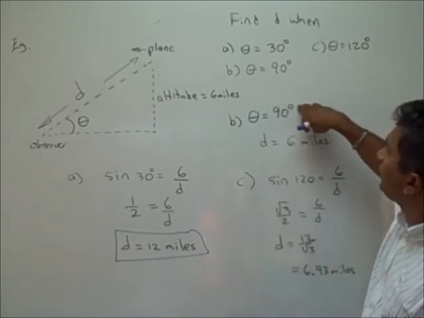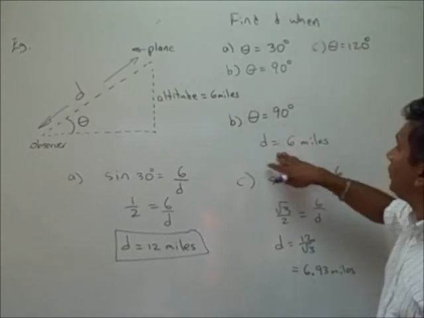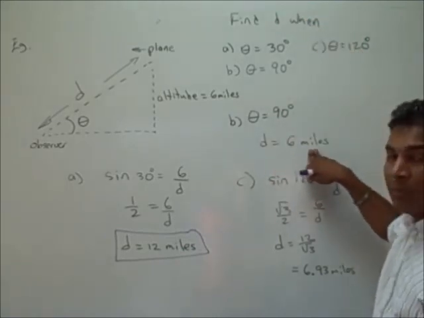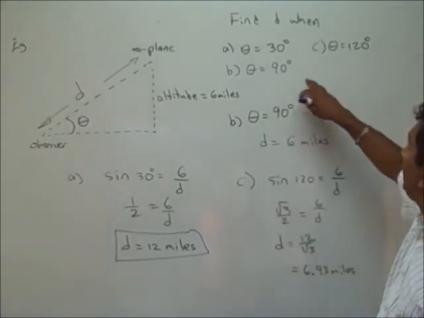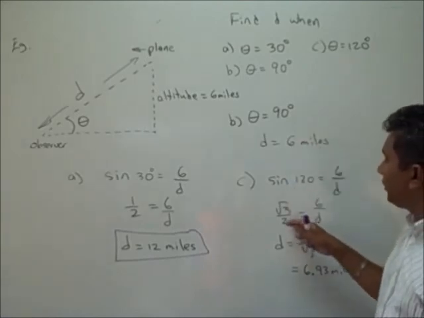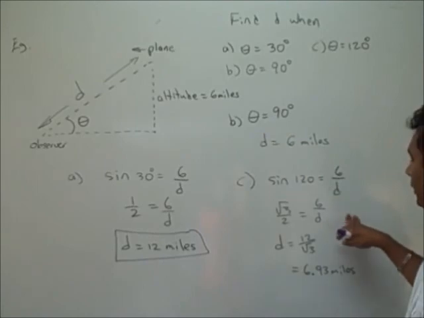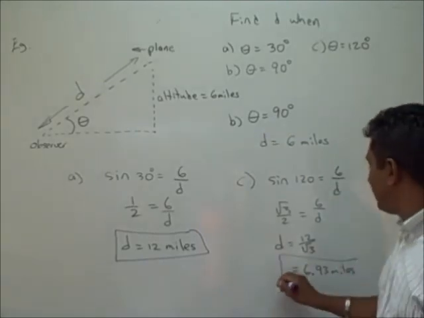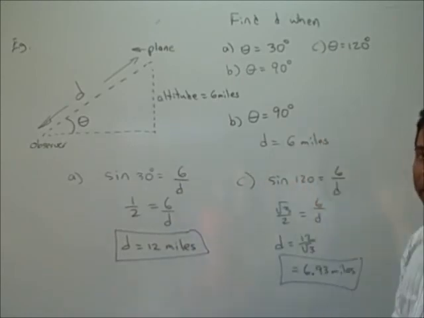When theta is equal to 90 degrees, the plane is directly overhead, so the distance from the observer to the plane will be 6 miles. In part C, theta is equal to 120 degrees, so sine of 120 is equal to the square root of 3 over 2, which is equal to, once again, 6 over d, which gives us d is equal to 6.93 miles, but our angle of elevation is 120 degrees.